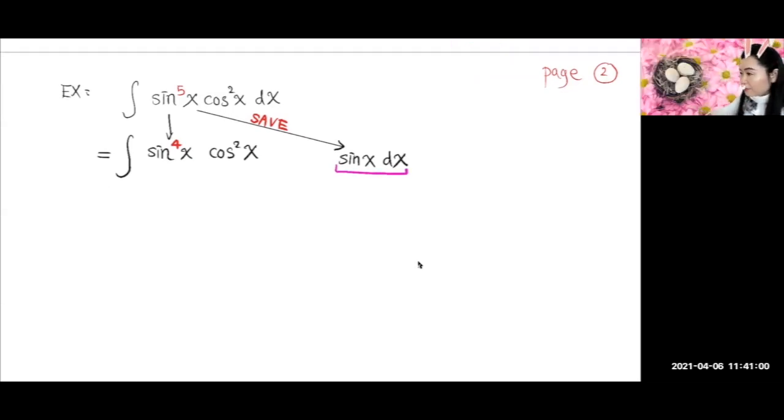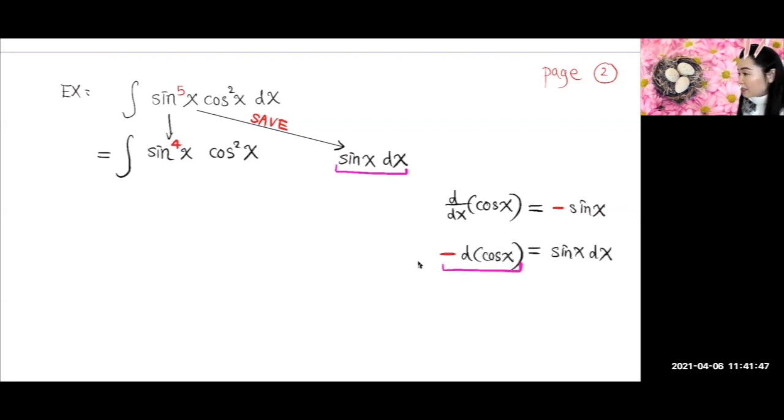Okay, now let me give you some explanation. When you differentiate cosine x with respect to x, you get negative sine x. Therefore, sine x dx is negative d cosine x over here. So we can replace this sine x dx by negative d cosine x. Now later the integral will be in terms of cosine x because this is d cosine x.